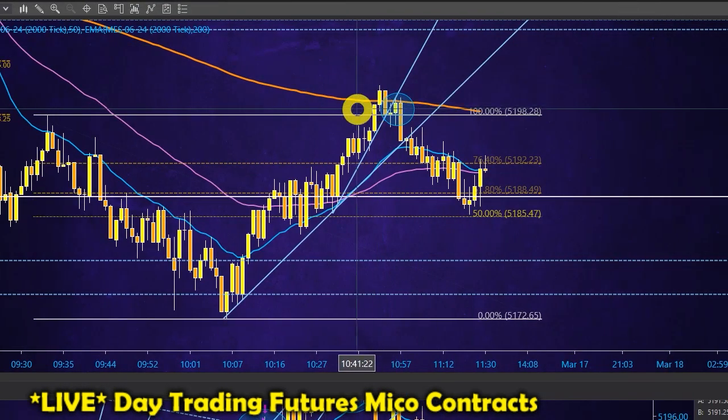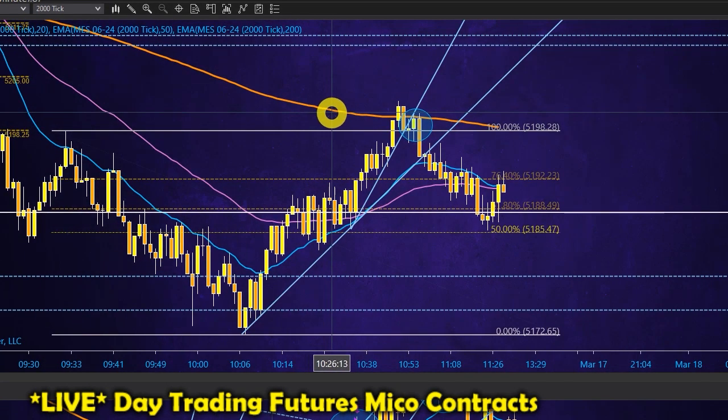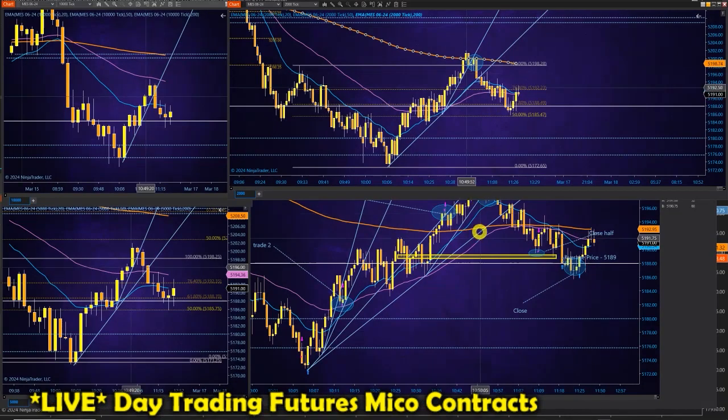On a 2000 tick chart, yes, you got a temporary weak buy signal, but the higher time charts are allowing it, and its descending 200 moving average confirms that we're still in a downtrend. Perfect area for the sell signal.